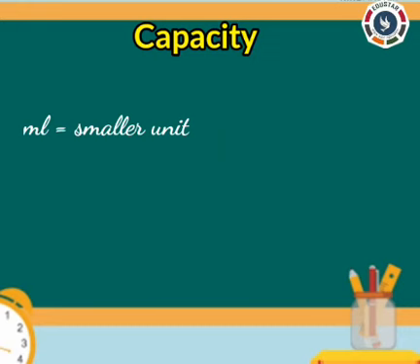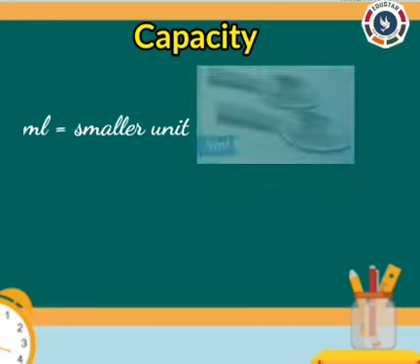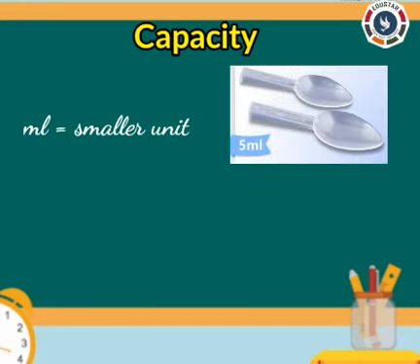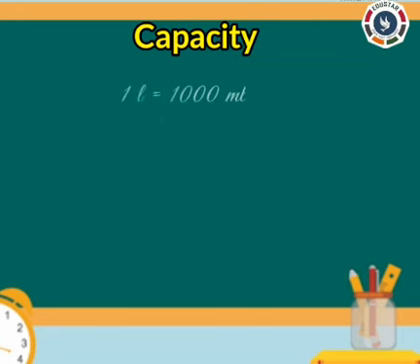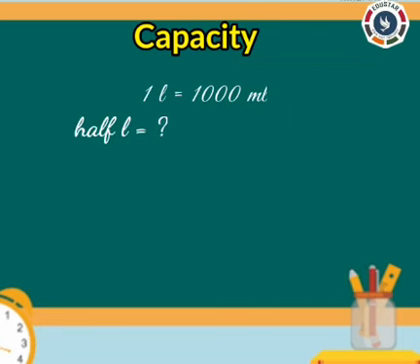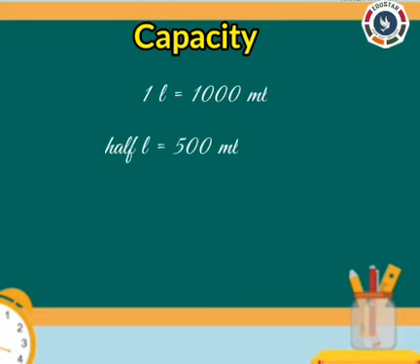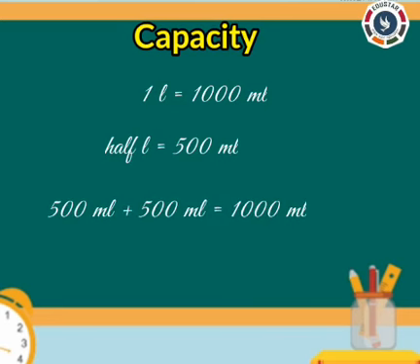Here milliliter is a very small unit of capacity. For example, the capacity of a teaspoon is about 5 milliliter. The liter is a bigger unit of capacity. For example, the capacity of your water bottle is about 1 liter. And remember one more thing, 1 liter is equal to 1000 milliliter. Then what is half liter? Correct, 500 milliliter. That is 500 milliliter plus 500 milliliter. We will get 1000 milliliter. We can say this as 2 times half liters is 1 liter.